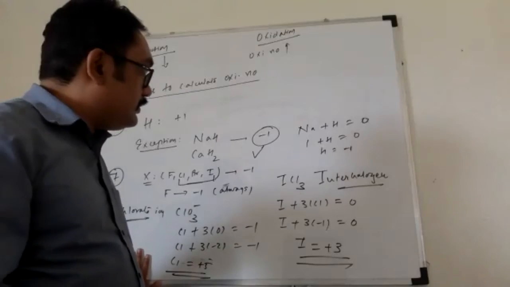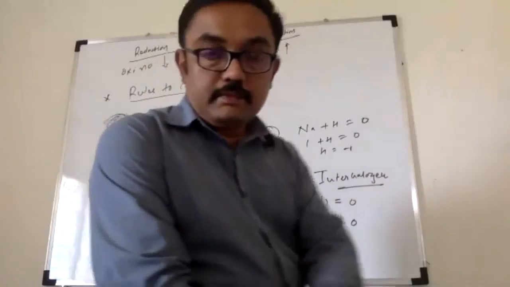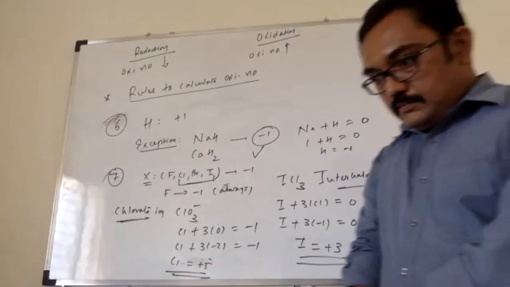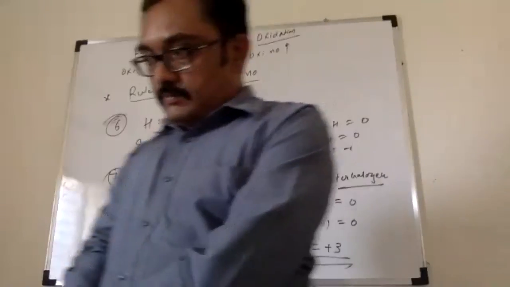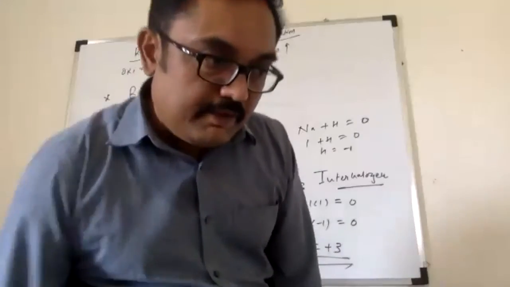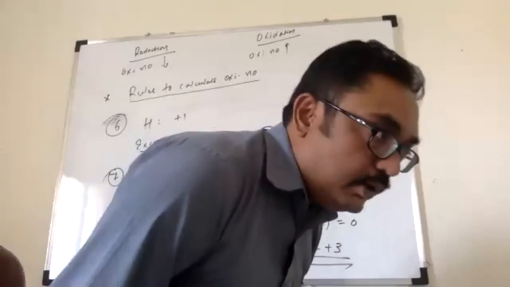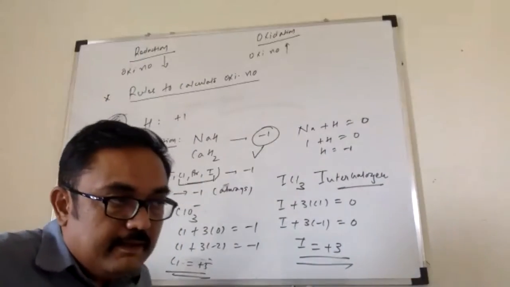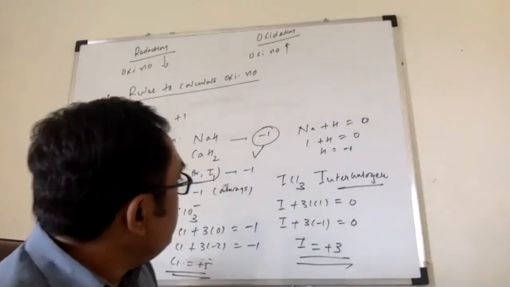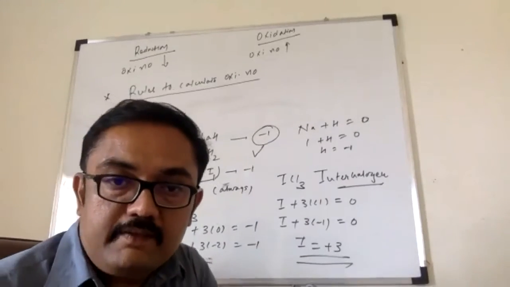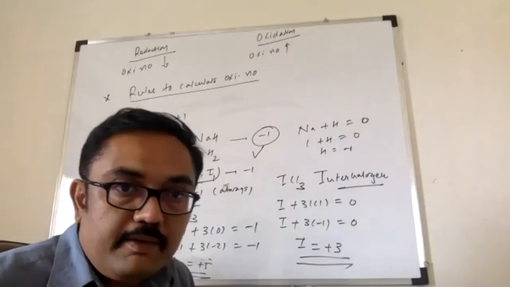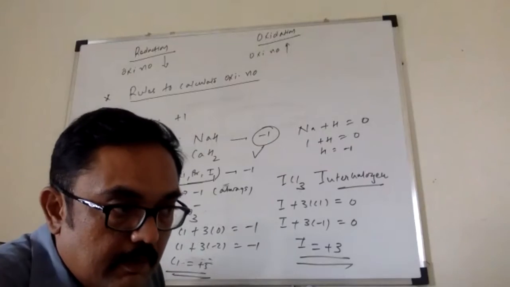So one more doubt. You mentioned something about being more electronegative than oxygen. How does that affect the atom which will form a negative ion? See, when two atoms are combined and you are calculating oxidation number, usually the atom which is more electronegative is in the negative oxidation state.